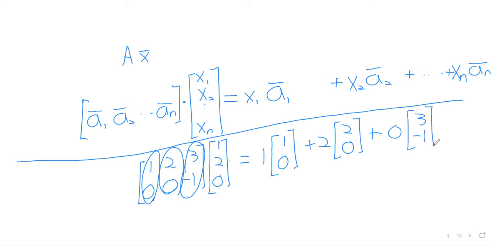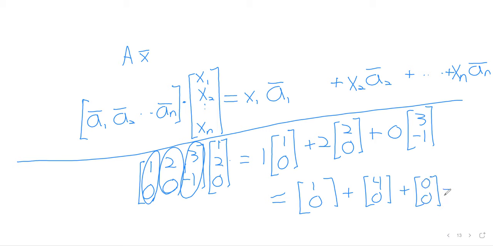And then that's what? That's the vector 1, 0 plus the vector 4, 0 plus the vector 0, 0. So this is the vector 5, 0.